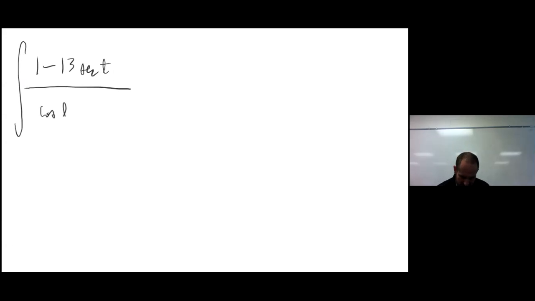All right, here we go. All right, so integral of what? Integral of 1 minus 13 secant t over cosine of t minus 13. Oh, so I need to make this a little bit bigger. All over cosine of t minus 13. Like that?